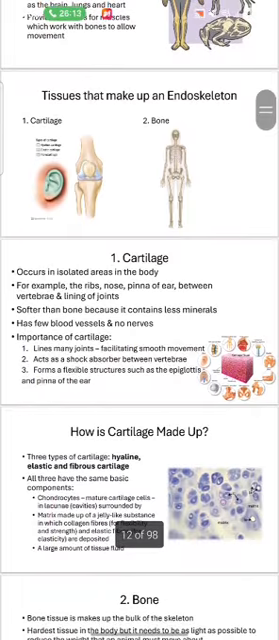So cartilage occurs in isolated areas in the body, for example, the ribs, nose, pinna of the ear, between vertebrae and lining of joints. Softer than bone because it contains less minerals. It has few blood vessels and no nerves.